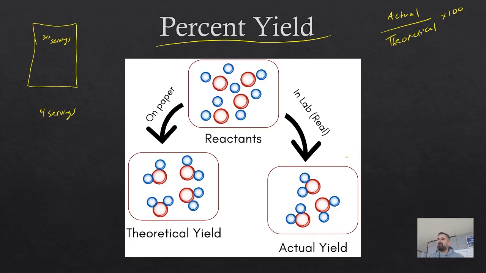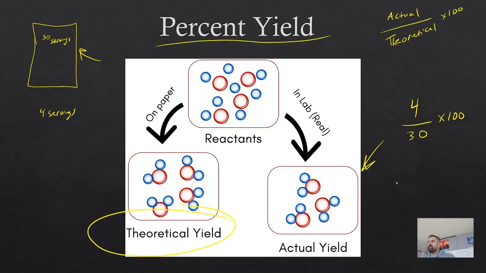So actual, this is what you got in real life. So when you ate those 4 bowls of cereal, our actual is 4. Our theoretical, this is what we were supposed to get based on what it said in the box. The box says 30 servings. So it's going to be 4 divided by 30, and then we just multiply this by 100. So grab your calculator, 4 divided by 30 times 100. What is our percent yield? 13.33%. That's not a very good yield.